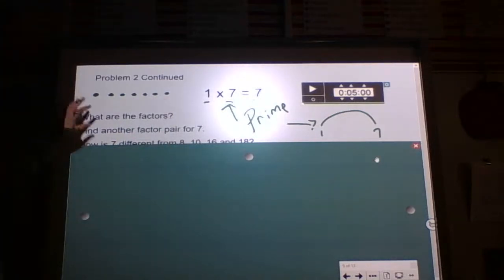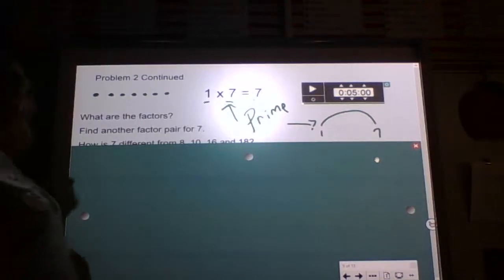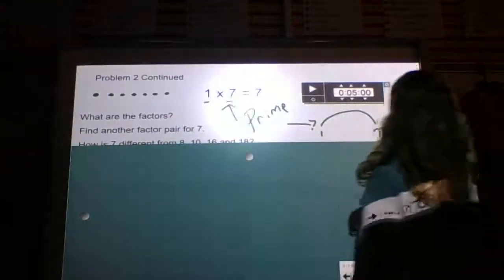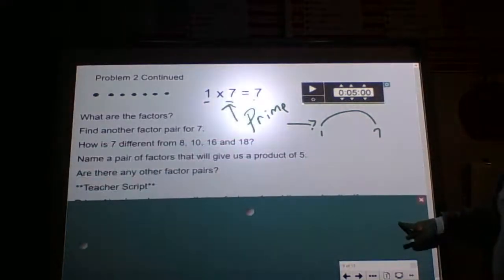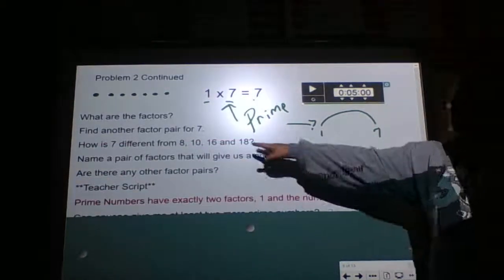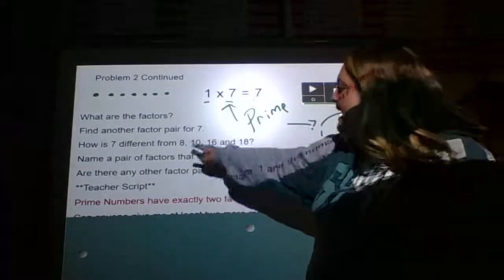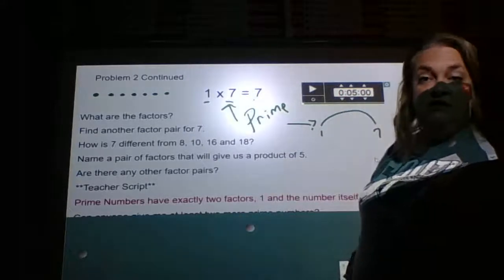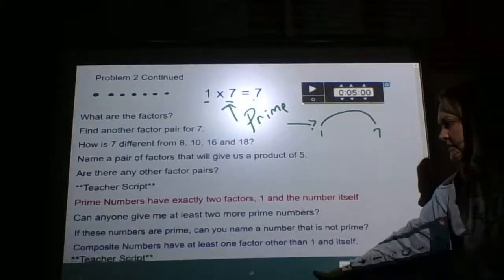Because if I tried to build it other ways, I would always have 1 left over. I can't divide it equally. So 7 is what we call a prime number. Numbers like 7, 11, right? All prime numbers. So it's different from 8, 10, 16, and 18 because it only has 2 factors. 8, 10, 16, and 18 have more than 2 factors. They're called composite. All right.